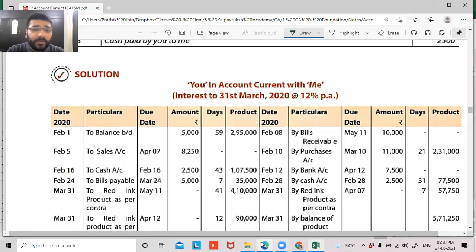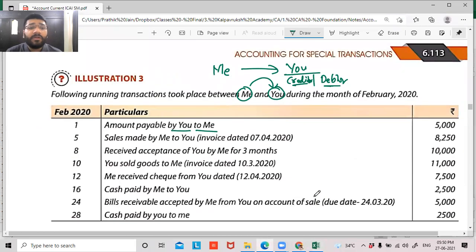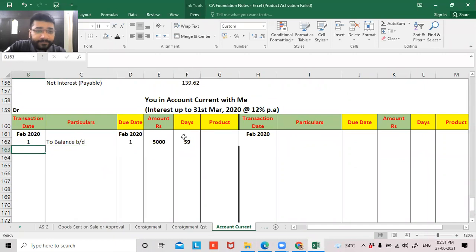Moving on further. It says that on 5th of February, sales made by me. By me means we; we are referred to as me here. So sales made by me to you. Can I say this is a credit sales, guys? You is my party. So can I say you debit, to sales? To sales.